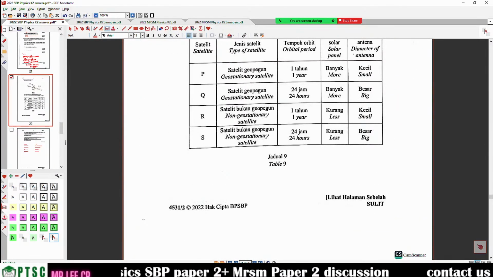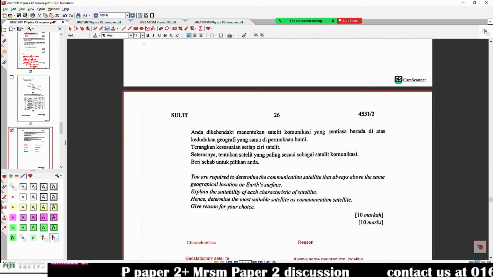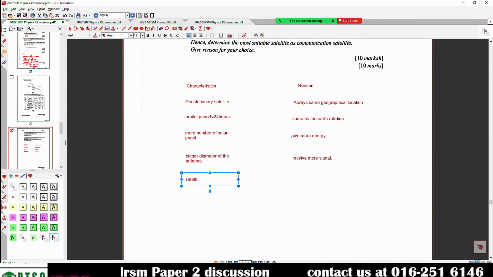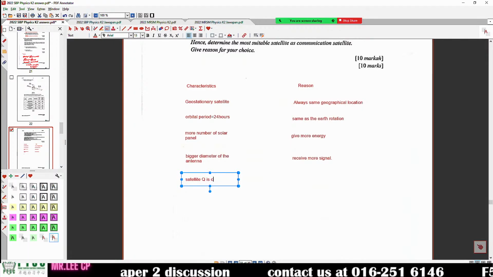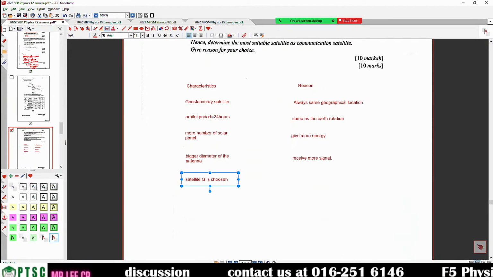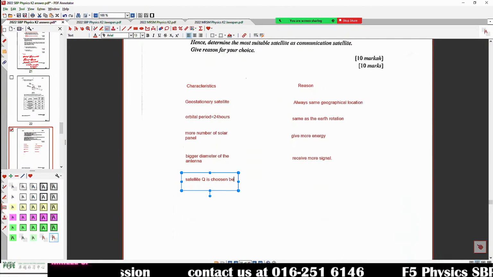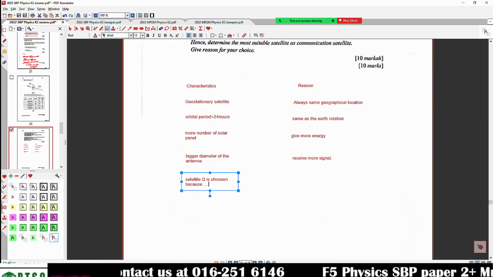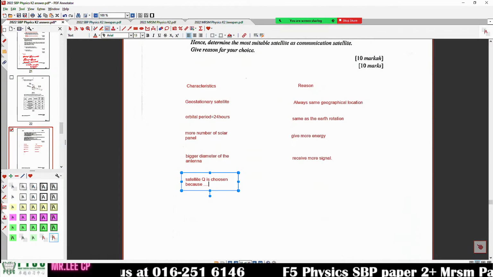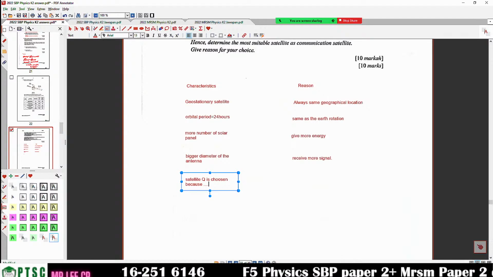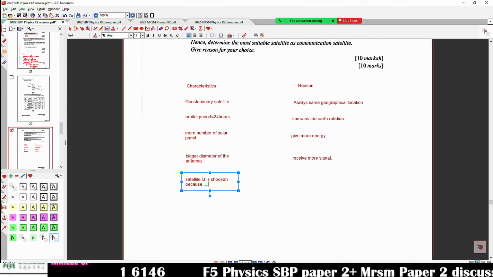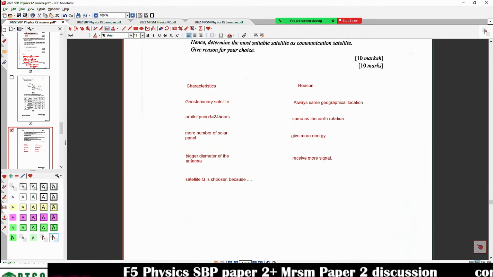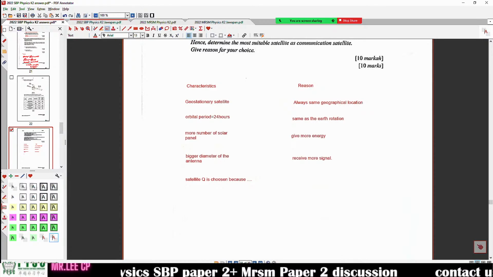I double check. Q is the best satellite. Q is chosen because it is a geostationary satellite with orbital period of 24 hours, more number of solar panels, and bigger diameter of the antenna. You repeat one more time, so I don't want to repeat here. So now, if can, we try to see the answer here.